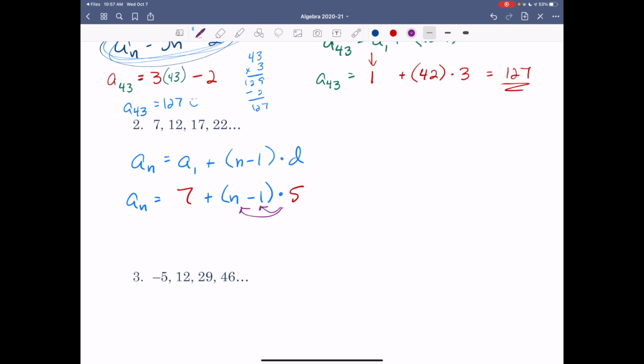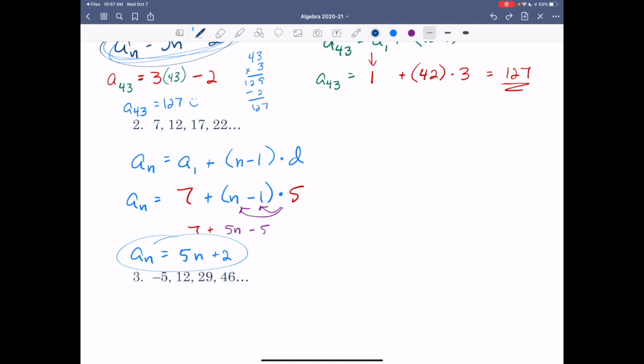Yeah, what's 5 times n? 5n. And 5 times negative 1? Negative 5. And what is 7 plus 5n minus 5? 5n. What can we combine there? A 5n and, what's 7 minus 5? 2. Plus 2.